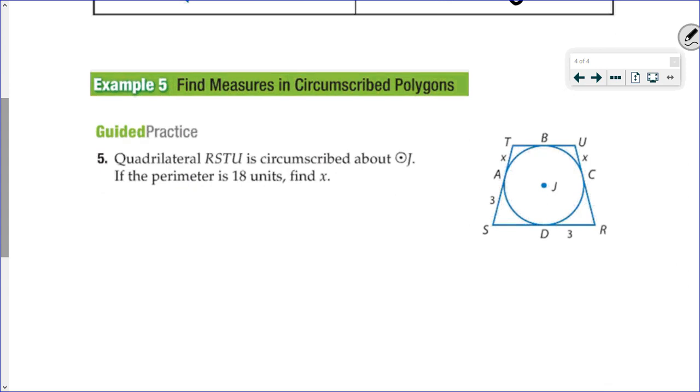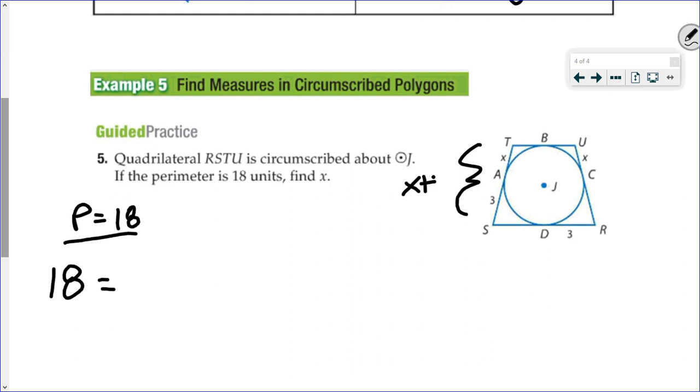Quadrilateral RSTU is circumscribed about circle J. If the perimeter is 18 units, find x. So again, perimeter is what we get if we add all of the side lengths up. Perimeter is 18, so we want to use that to come up with an equation where we can solve for x. So 18 equals the sum of all of the sides. Let's start here with side TS. Side TS is just x plus 3. That's the length of that. So that's one of our sides. We've got 3 more that we need to express.